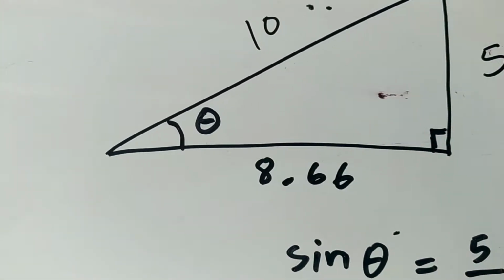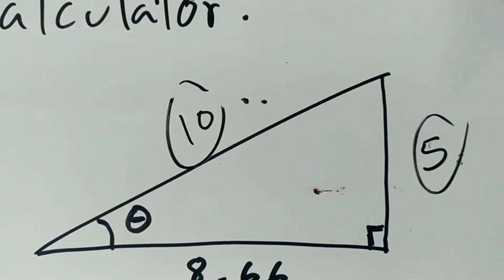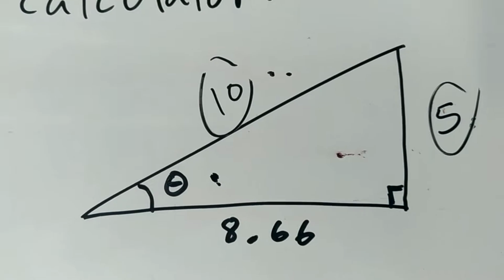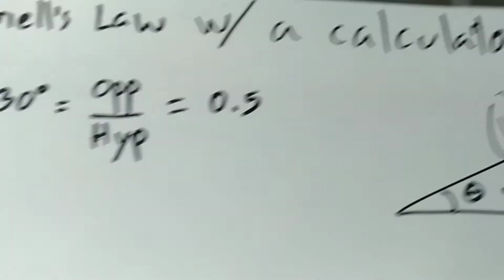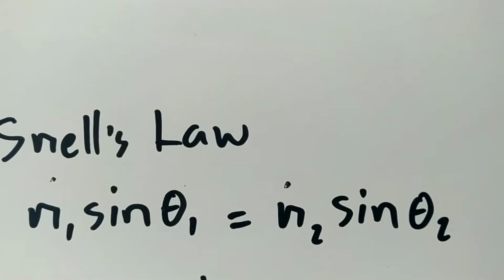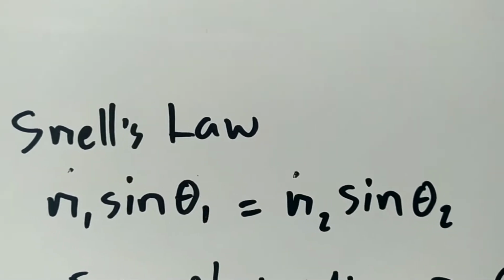Again, the ratio of this over this is always 0.5. As long as this is 30 degrees, I can go as big as I want. So this can be 100 and this must be 200. Okay, let's apply it to physics. N1 sine theta 1 equals N2 sine theta 2. That is Snell's law, which is the law of refraction.